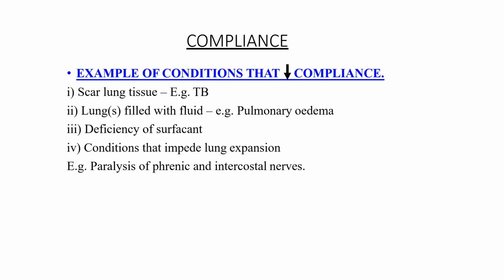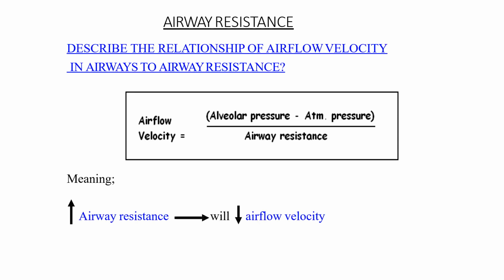And conditions that decrease compliance: scarred lung tissue like tuberculosis, lungs filled with fluid like pulmonary edema, deficiency of surfactant, and conditions that impede lung expansion. Examples: paralysis of phrenic and intercostal nerves. So all these conditions decrease the lung compliance.